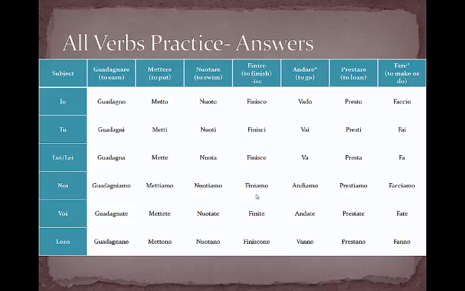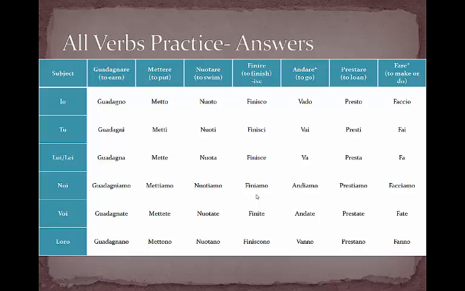So let's run through these verbs. We have guadagnare, which is a regular ARE verb. Guadagno, guadagni, guadagna, guadagniamo, guadagnate, guadagnano. We see the stem, guadagn, stopping at the N, and we add our respective endings for each subject.